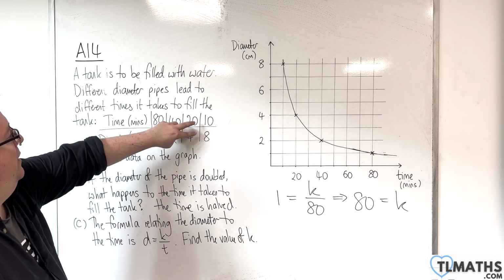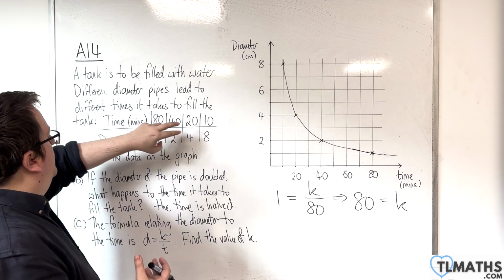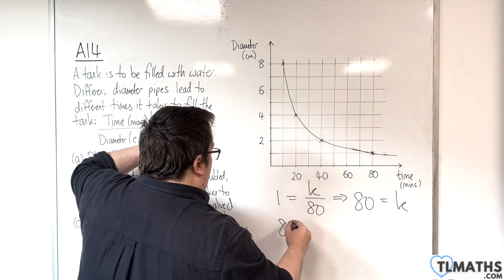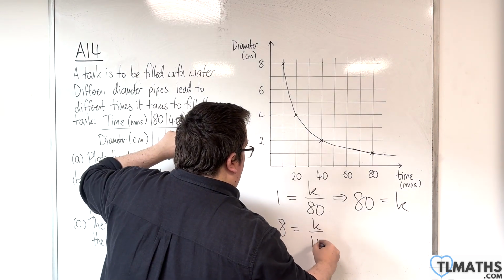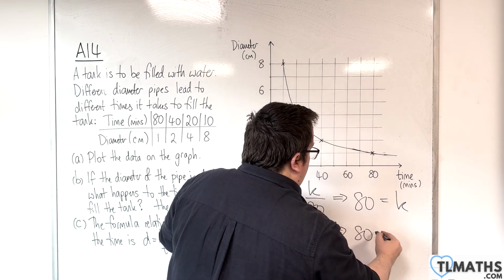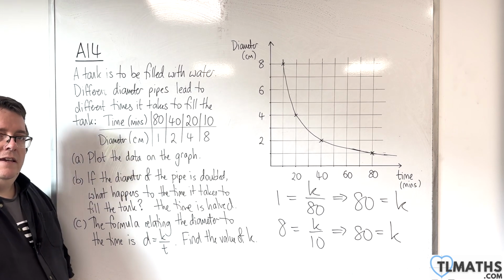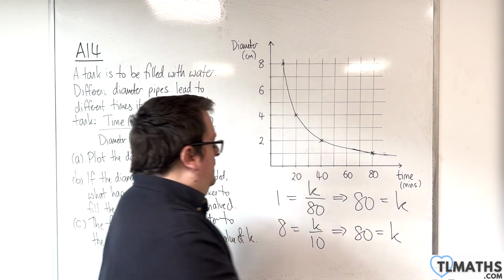And it doesn't matter which point you plug in. We could have substituted in 10 and 8, for example. So if the diameter is 8 and the time is 10, multiply both sides by 10, and you get precisely the same thing. Okay, so K is definitely 80.